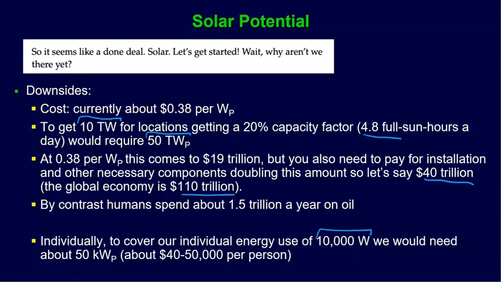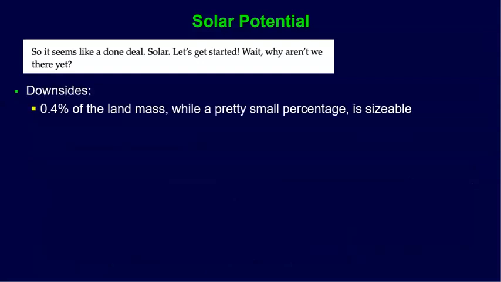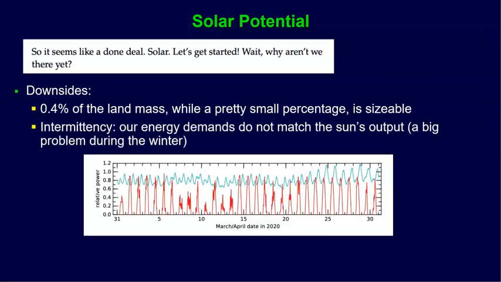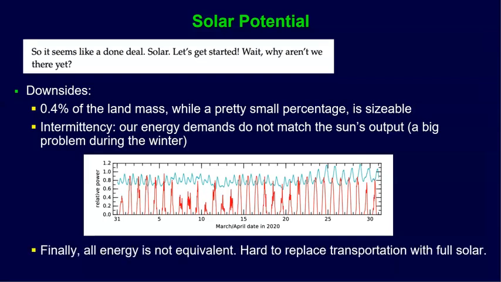So, a lot of people, I think, it's not an easy thing to do by snapping your fingers. Some other downsides: this 0.4%, while pretty small, is sizable. Then there's intermittency, which is basically that you're getting energy during the day when there's sun, but our energy demands don't match that, and it's even worse for people who have worse winters than us. More than likely, if you were to do this, you would need some sort of battery storage, which we'll talk about, but makes this even more expensive.